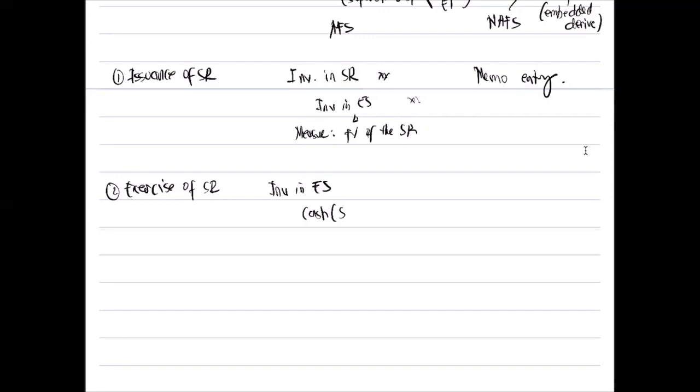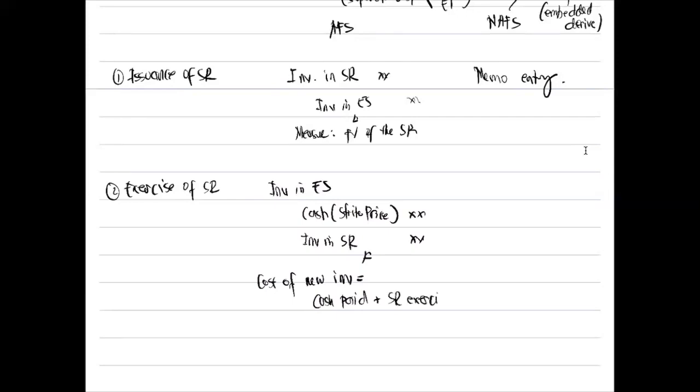Strike price, that term there, or the price is stated whatsoever. And the investment in stock rights. Okay, so here, since you will already exercise it, the cost of new investment is equal to the cash paid plus the stock price exercise. That's why there is an investment in stock rights there, because, right, at first we separated it. But since we have exercised it, remove the investment in stock rights as well.